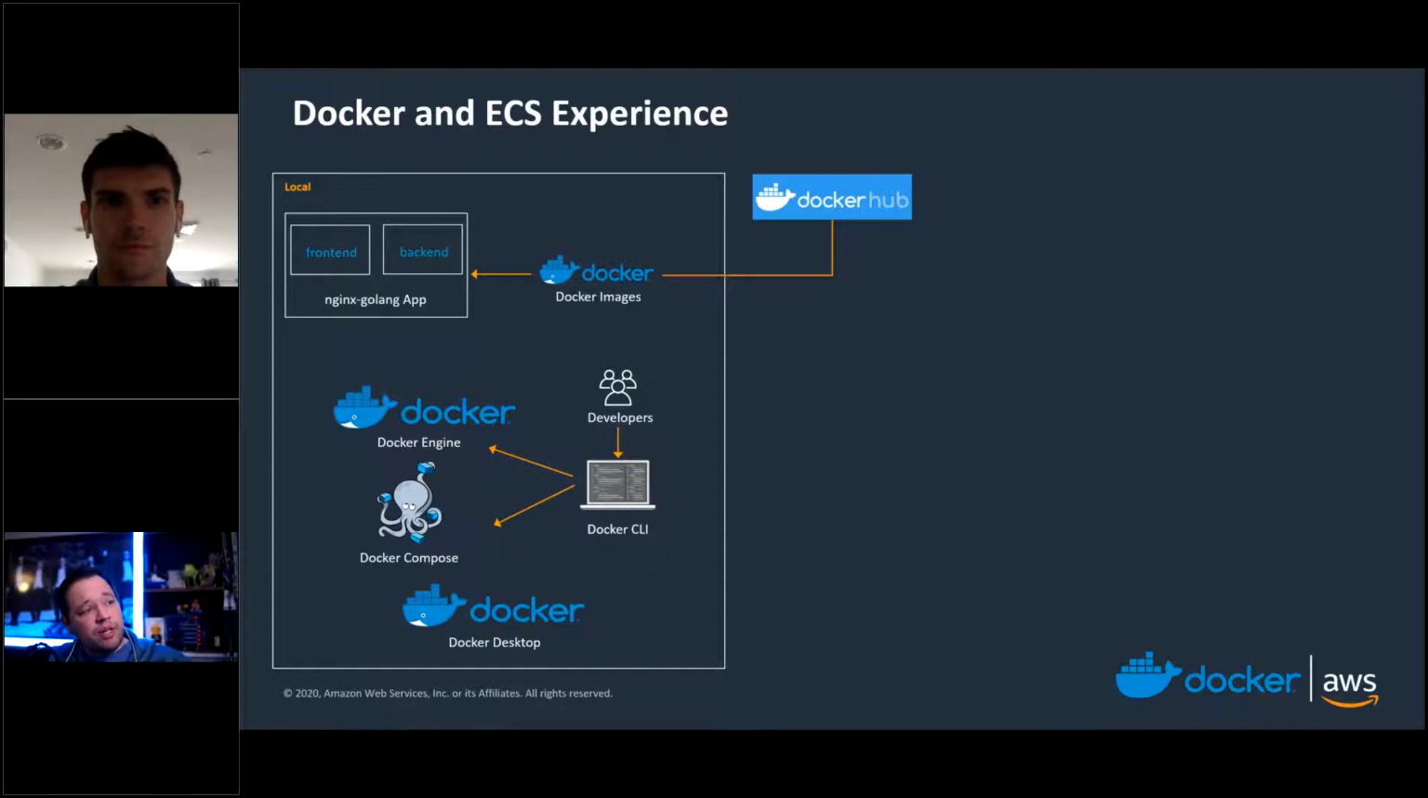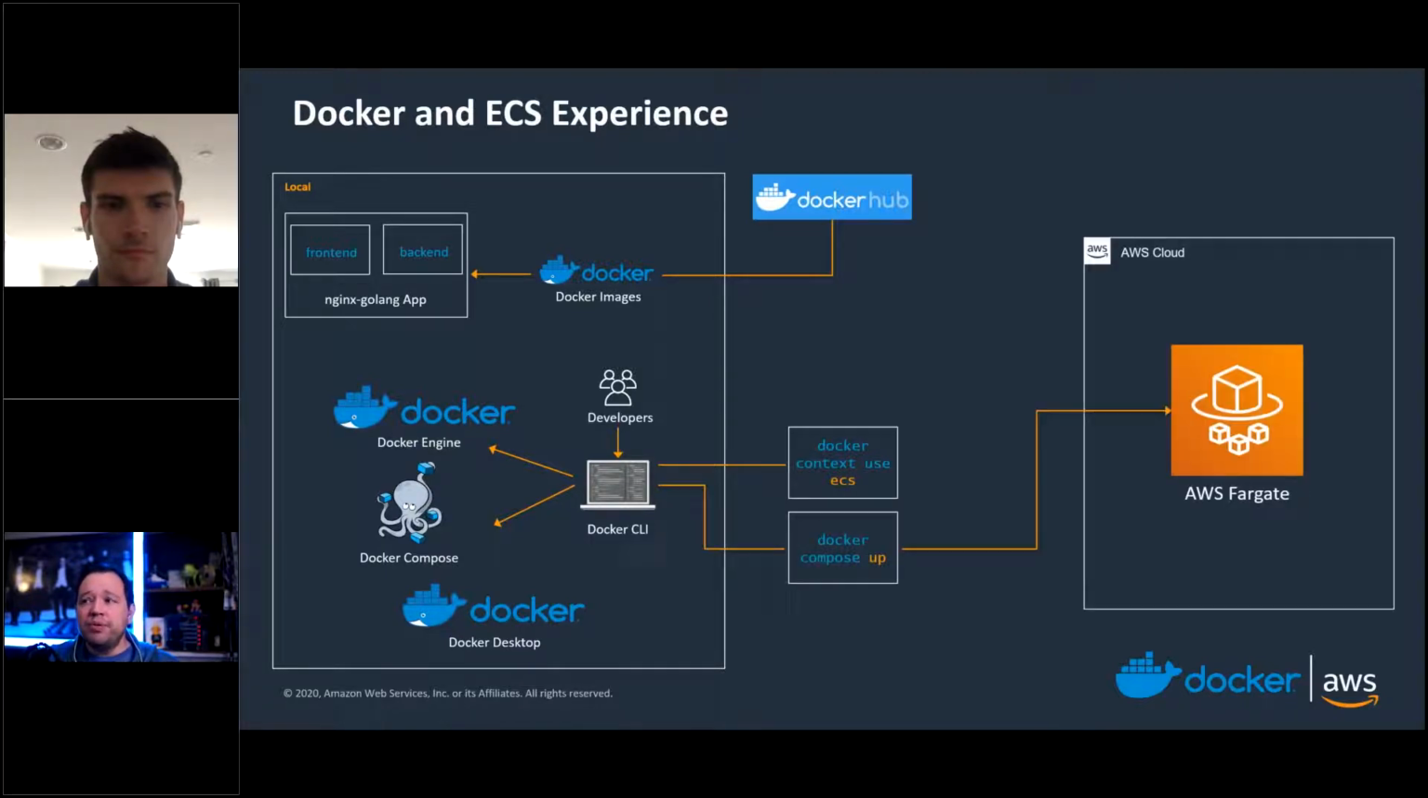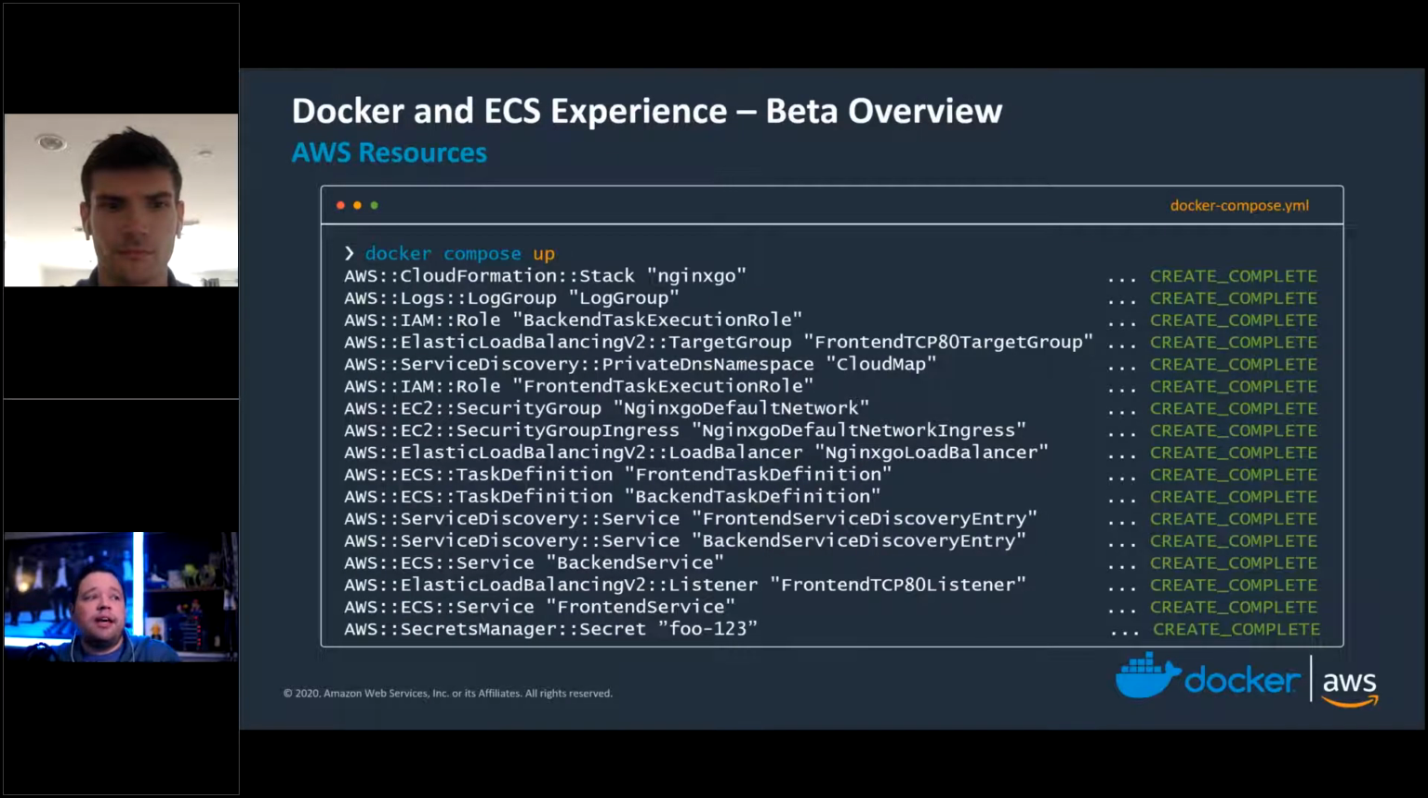There's Docker Engine running locally, and Docker Compose on my desktop, and all of this is happening in Docker Desktop. So if you at home want to follow along, go download Docker Desktop, and you'll be able to have the same experience that we're showing today. We're going to use the ECS context. We're going to do a Docker Compose up, and it's going to go to Fargate and create this.